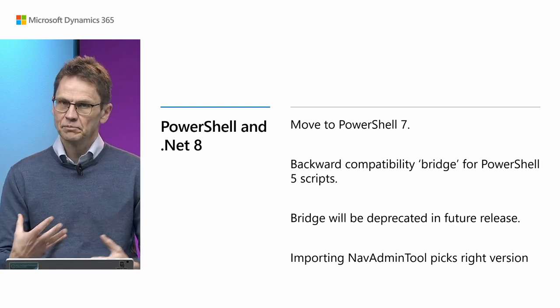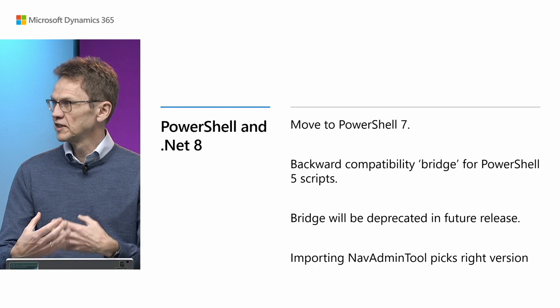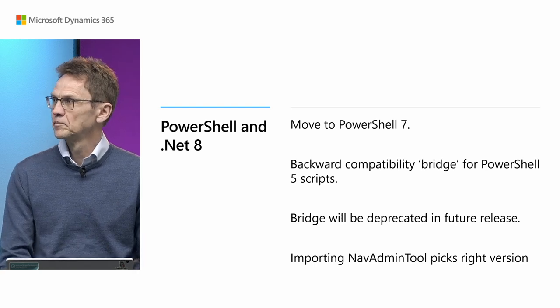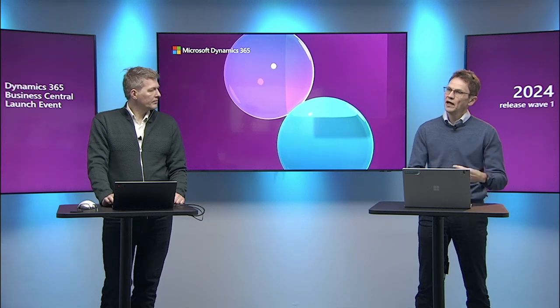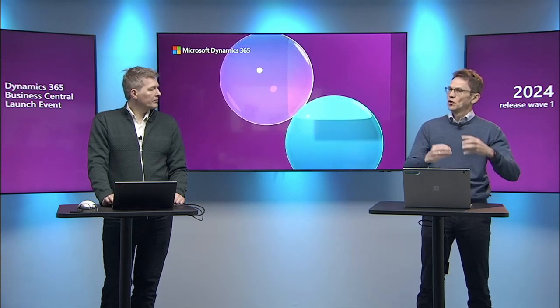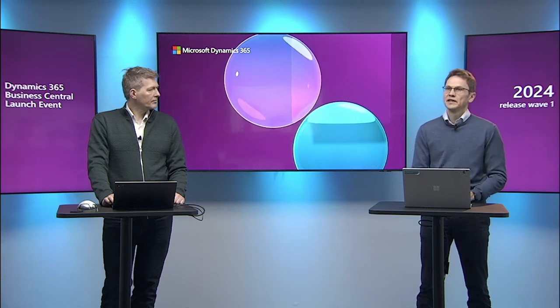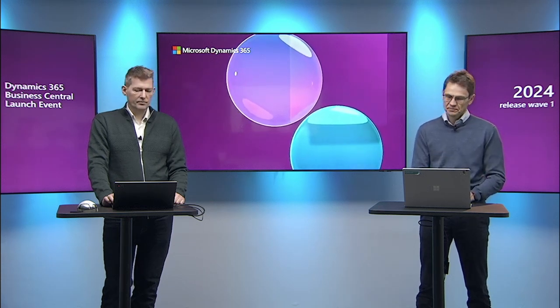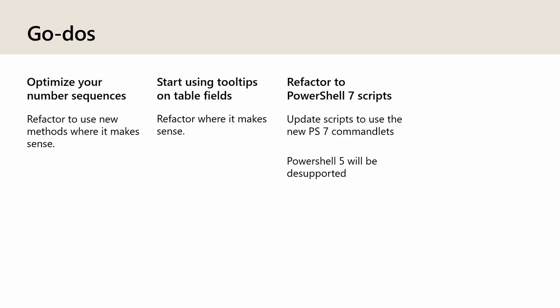Now, if you import the nav admin tool, then it'll automatically pick the right version. It'll check, are you running PowerShell 7 or are you running PowerShell 5? So in general, your scripts should still run. If you have imported the old assemblies directly rather than through the nav admin tool, then you may have to make minor changes.